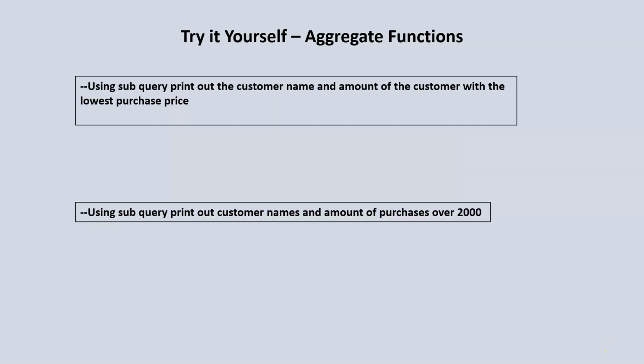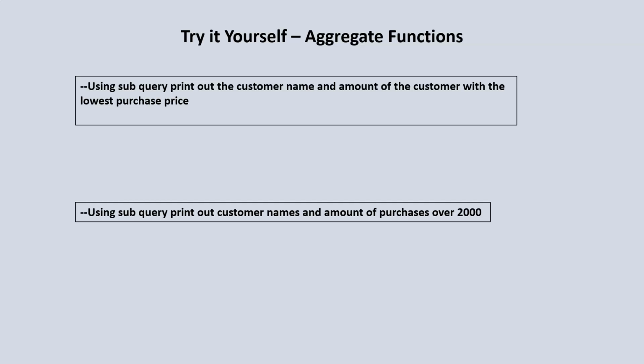And finally, let's try to print out, so we'll do two subqueries. The first would be to print out the customer with the lowest purchase price. But then we want to see the customer's name and the amount, and what you'll be using here is a subquery.